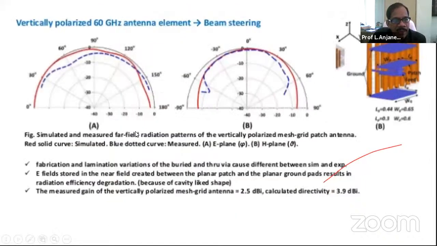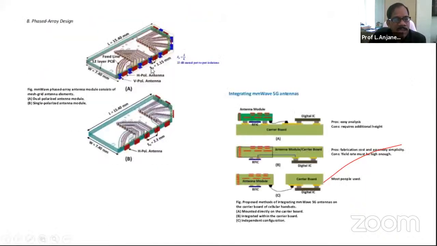Okay, so this is a single antenna that I've shown, whereas here it is shown as an array. As you see, the blue ones are vertically polarized, and the red ones are horizontally polarized. They are all interconnected by the feed line with a 12-layer PCB. This entire design is only 15 by 7 millimeters. It is a phased array design. 15 millimeters means just 1.5 centimeters, and this is about 7 millimeters, just 0.7 centimeter. So the entire design is only that much.